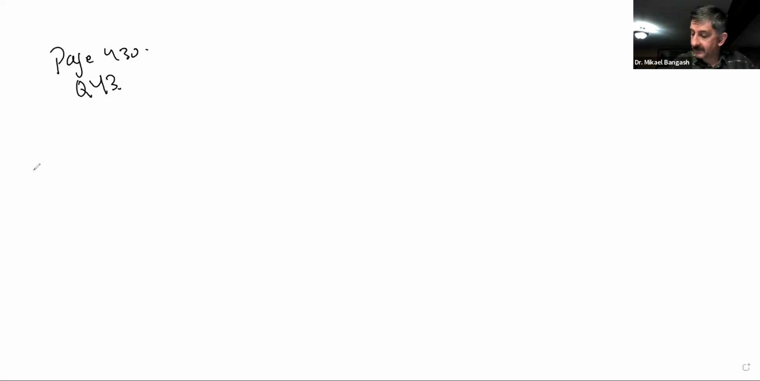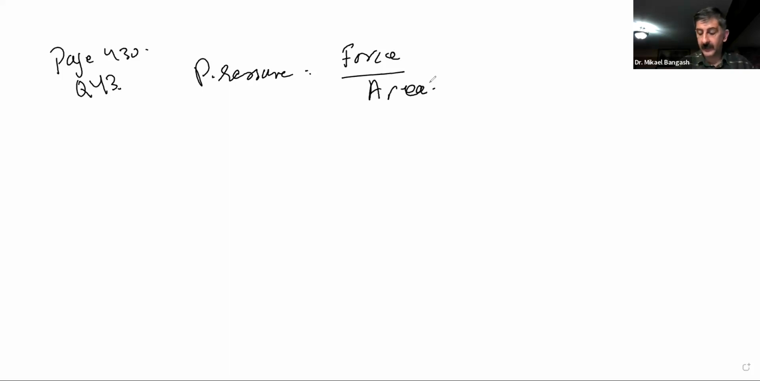Okay, so what we saw is a force is applied on a surface. If the force is tripled and the area over which the force is applied is also tripled, what is the new pressure? So we knew that pressure equals force over area. Clear?